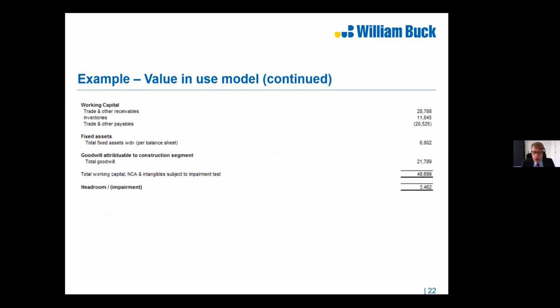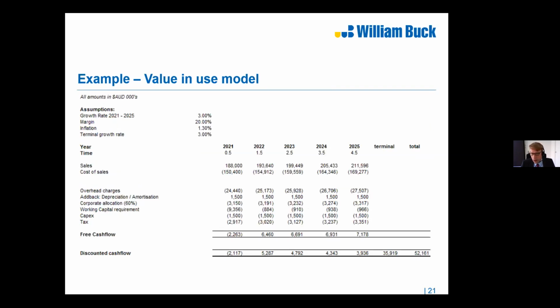So when we compare this to our asset base, we look at what should be included in the asset base. So we do include working capital balances in the asset base. So that includes trade receivables, inventory, and payables. And then we also test the fixed assets and also the total goodwill. So here we've got an asset base of 48.7 million, and we've therefore got headroom of 3.4 million based on the total discounted cash flows of 52,161. So that's kind of how it's come together.